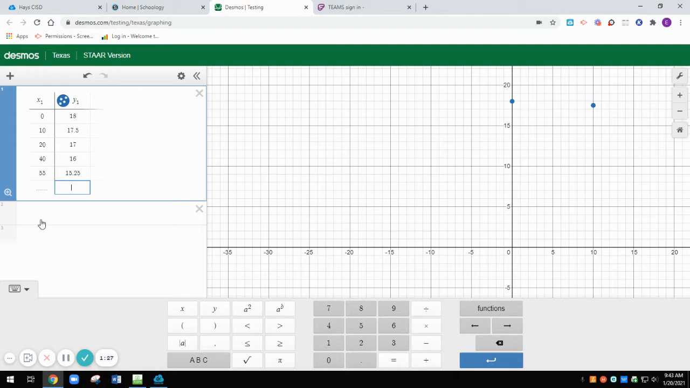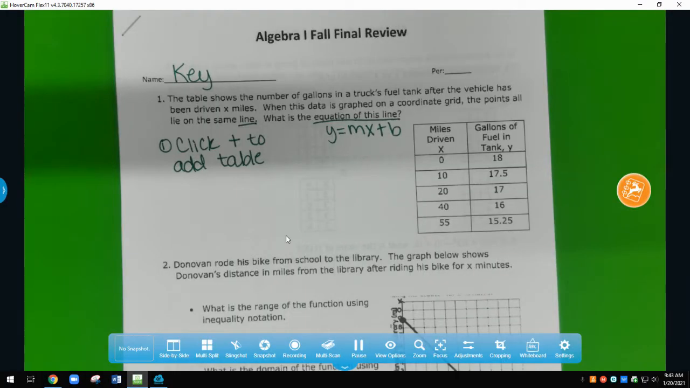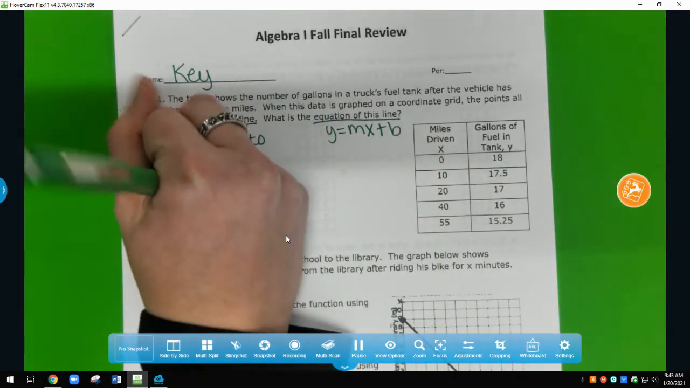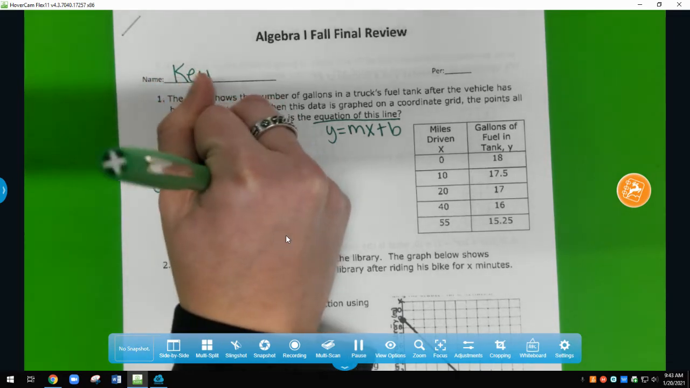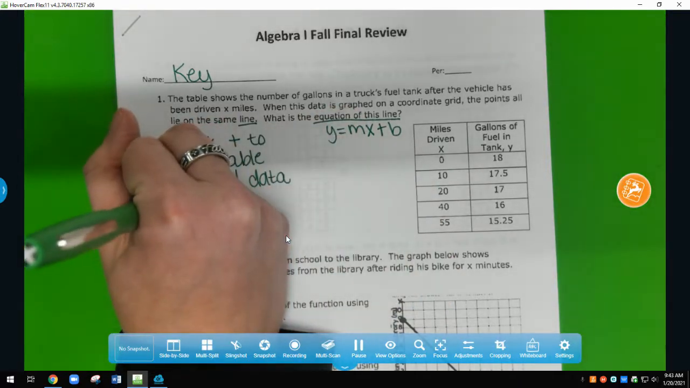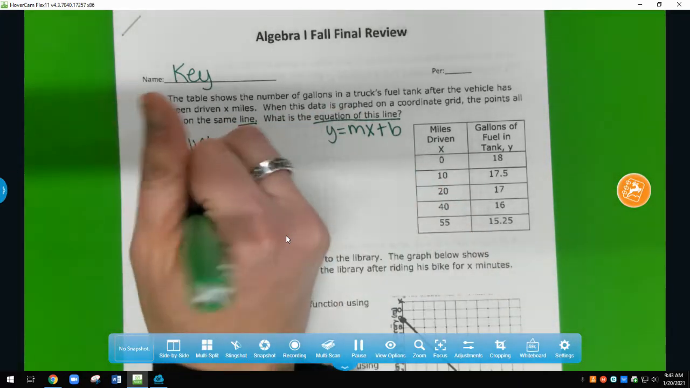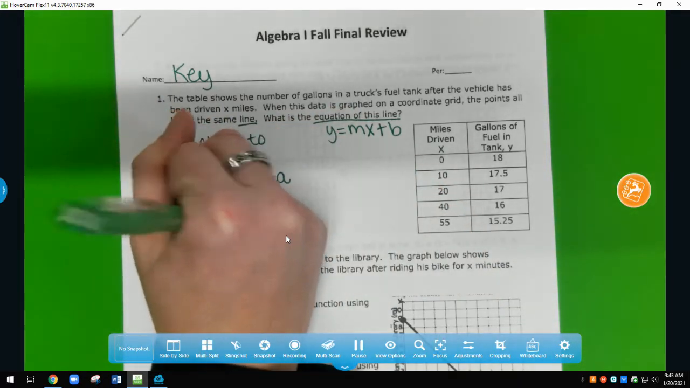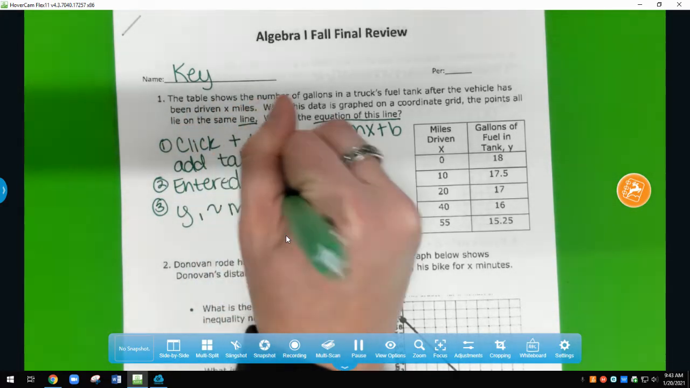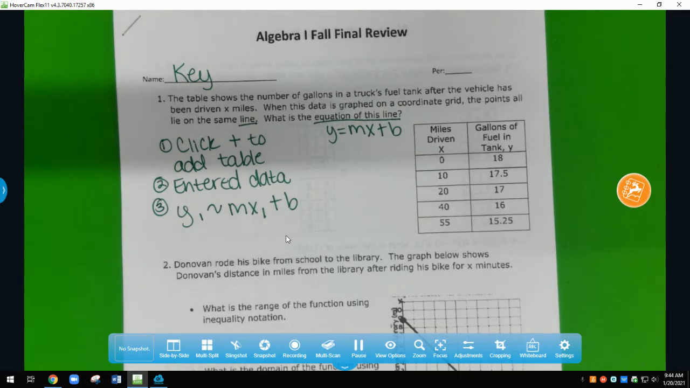Okay, so in line 2, we clicked the plus to add the table. We entered the data. So in a new line, you're going to do y1 tilde mx1 plus b to get your m and your b.